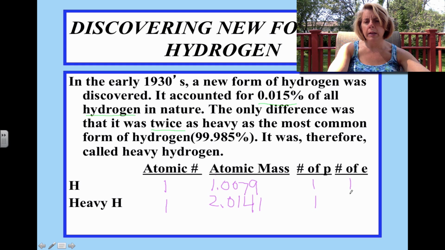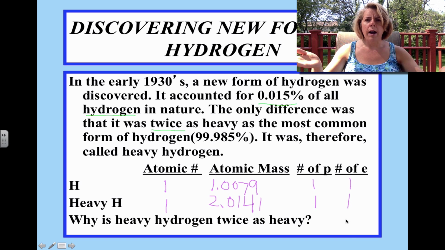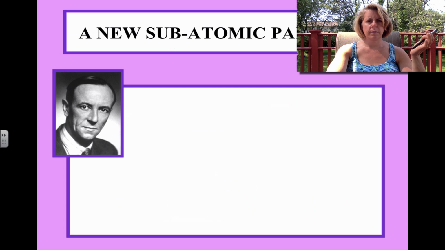Yes, it would be 1, and it's a neutral atom, so it has to be 1. So the question is, why was this hydrogen so heavy? The mass wasn't coming from the proton. The mass wasn't coming from the electron. So they had to come up with an explanation for this.